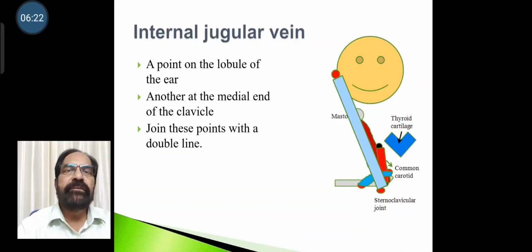Then internal jugular vein. For marking internal jugular vein, a point on the lobule of the ear. Another point at the medial end of the clavicle, as shown. Join these points by a double line. That represents internal jugular vein.